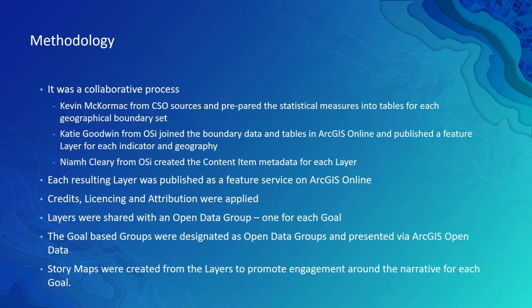Each resulting layer shows up as a feature service on ArcGIS Online, and we then applied credits, licensing, and attribution. And we shared those layers through an open data group on ArcGIS Hub, one group for each goal. And these groups were then designated as open data groups and presented via the ArcGIS Open Data part of the ArcGIS Hub solution. And in some cases, we've also created story maps from the layers to promote engagement around each goal and provide more of a narrative.